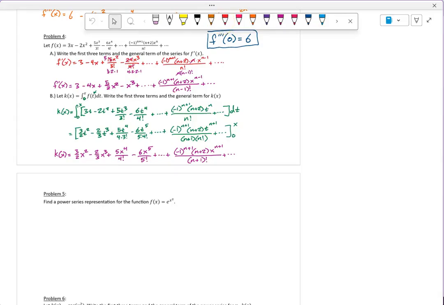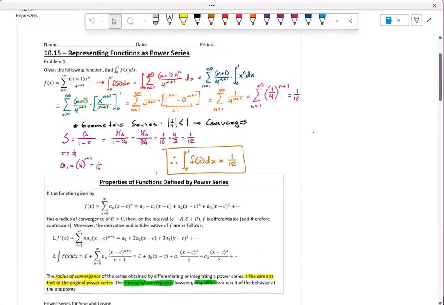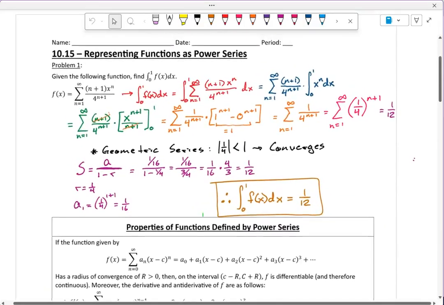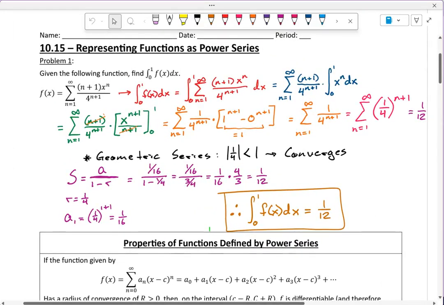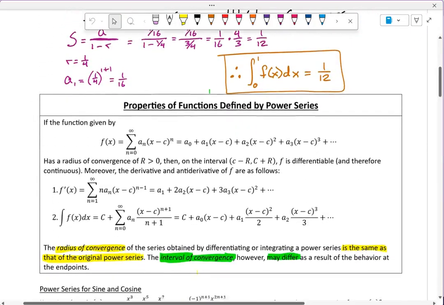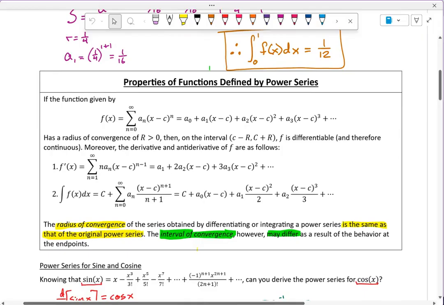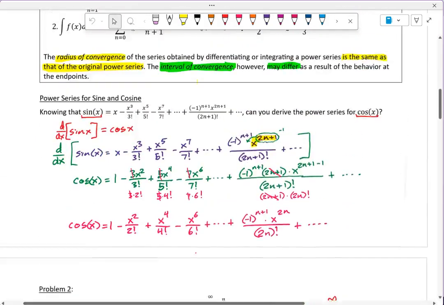So yesterday, just to quickly recap, we started looking at our power series as functions. We saw that we could take integrals and derivatives of our functions. One piece that's going to be very important for us today is that the radius of convergence is the same as the power series, regardless of whether we take a derivative or integral. However, the interval of convergence may differ, so we will have to test our endpoints.